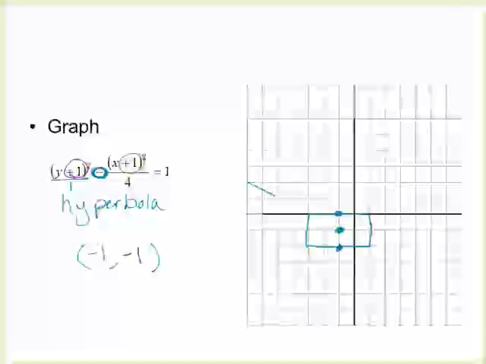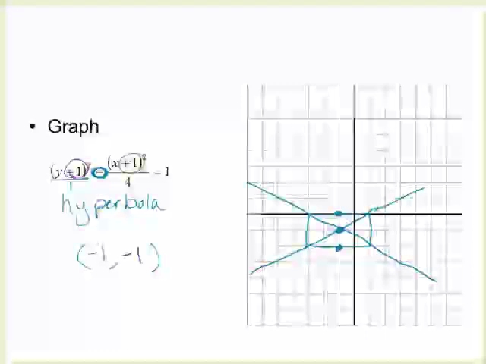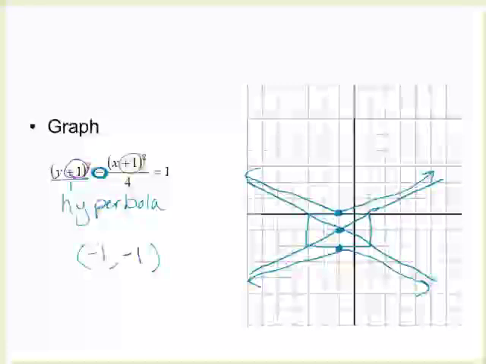Then we want to draw in our asymptotes, which are the diagonals of that rectangle. And since the y came first on this one, it's going to be in the up and down sections. If the x comes first, it would be in the side and side sections. Okay. Y first, that's up and down. If x came first, it would be the left and the right.